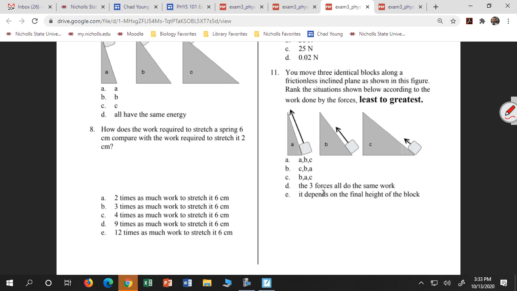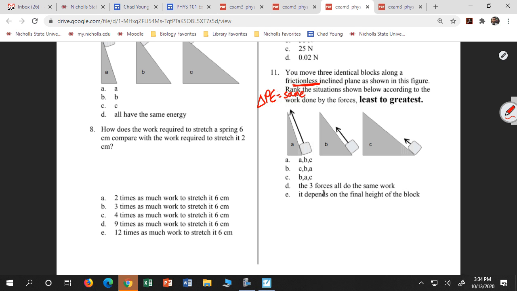The important thing here is that the inclined plane is frictionless. So if it's frictionless, the change in potential energy will be the same for all of these. This is frictionless, so the change in potential energy is the same. Now follow me? There's no energy lost. None of these blocks lose energy as they move from here up to here. They're all moving through the same height.